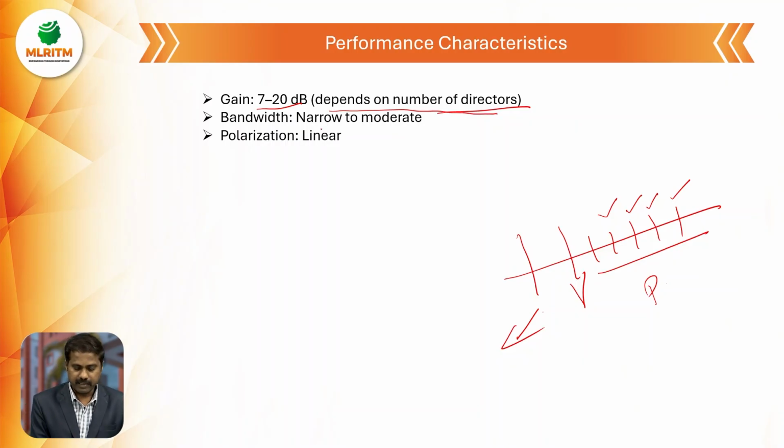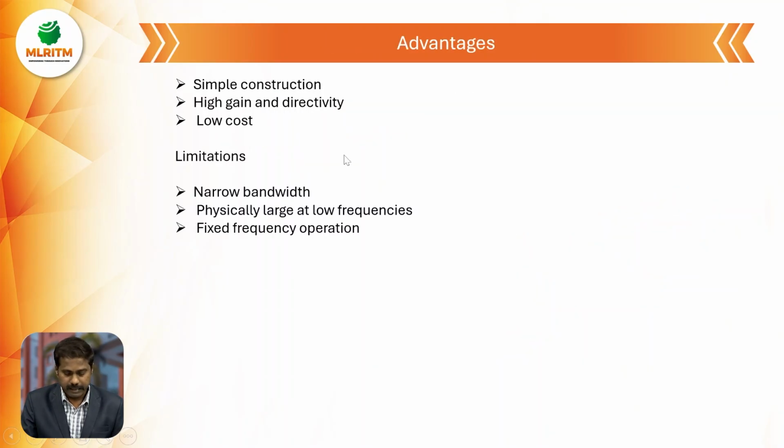Next, bandwidth. Its bandwidth is narrow to moderate. Polarization is linear polarization. Linear polarization means it is not circular, simply linear.